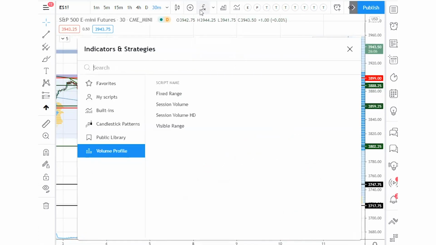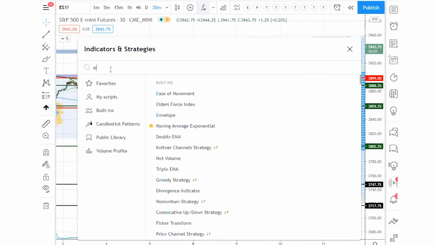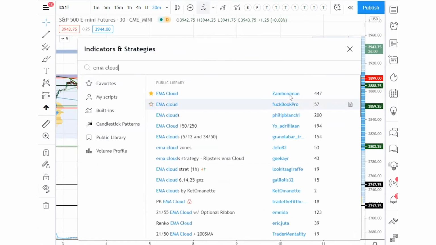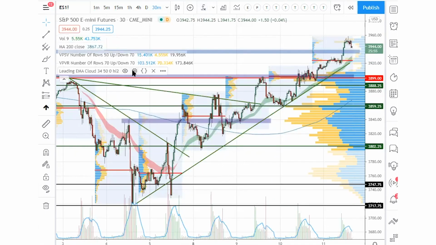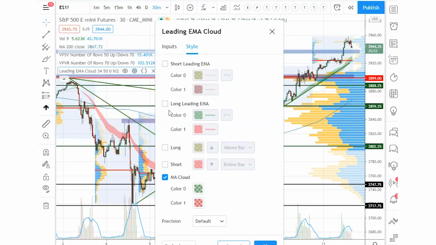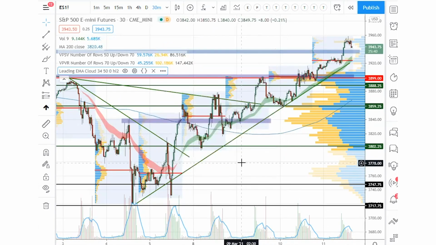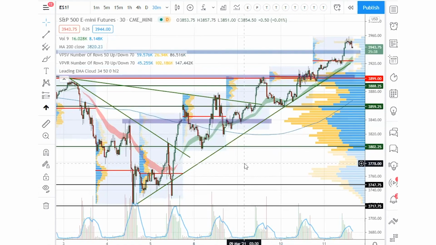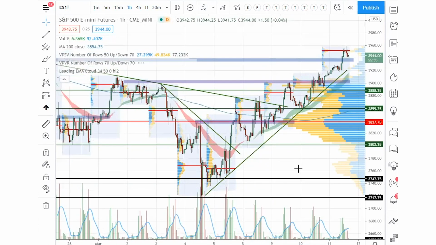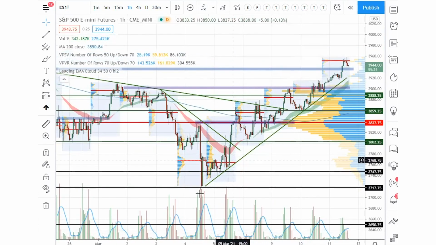If you guys want to find that, again, go to function and then type in EMA Cloud, I believe, and the first one here by Zamboni Man. When you add that, the settings are as such. You take away everything on the style except for the MA Cloud, and you keep whatever colors you want, not too important. Then in the inputs, I put 34, 50, 0. I press OK, and here we go. So on the 1 hour or the 30-minute, the EMA Cloud is great because it tells me the direction of the trend, and it enabled me to call out where this downside swing was about to reverse.